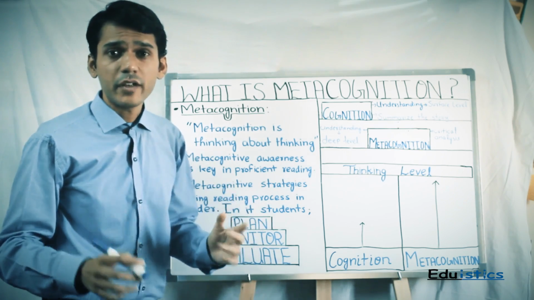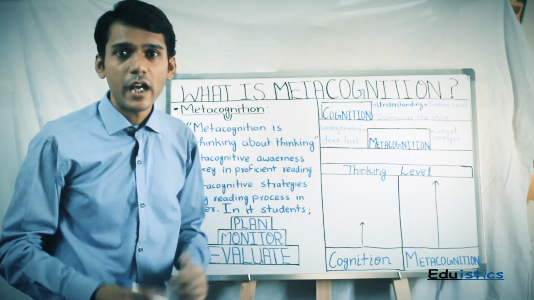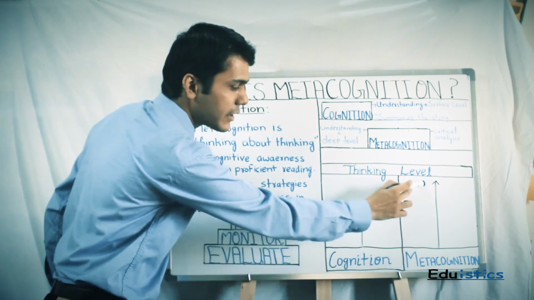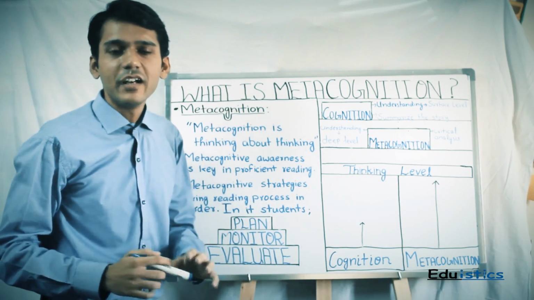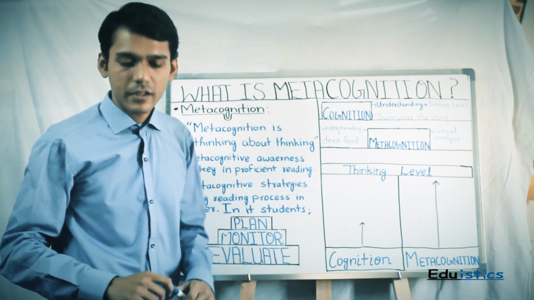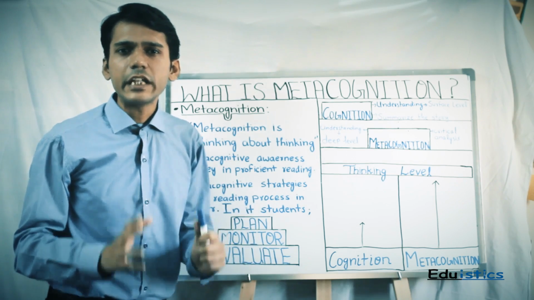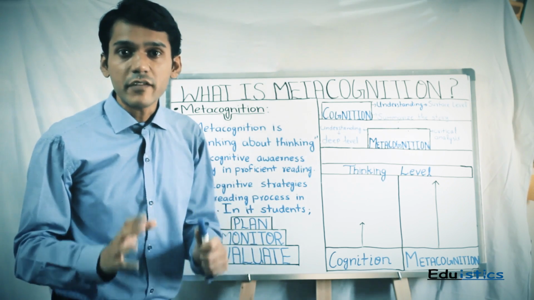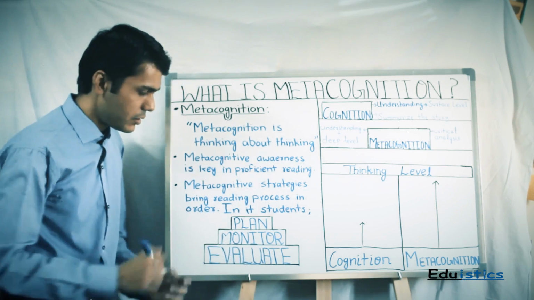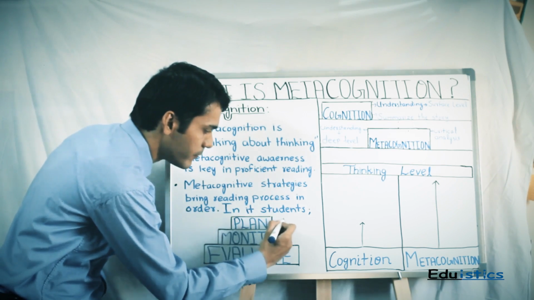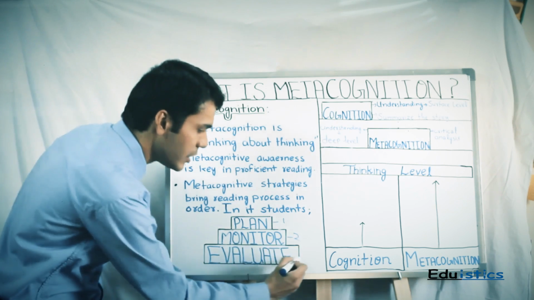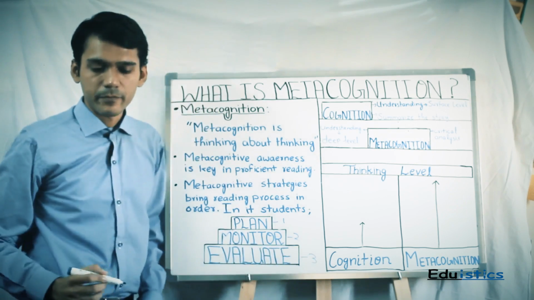Metacognition stimulates the thinking process of a reader. As you can see here, the metacognition thinking level is higher than cognition. Metacognitive awareness is key in proficient reading. So it is necessary for students to follow these steps: planning, then monitor their text, and finally evaluate their story.